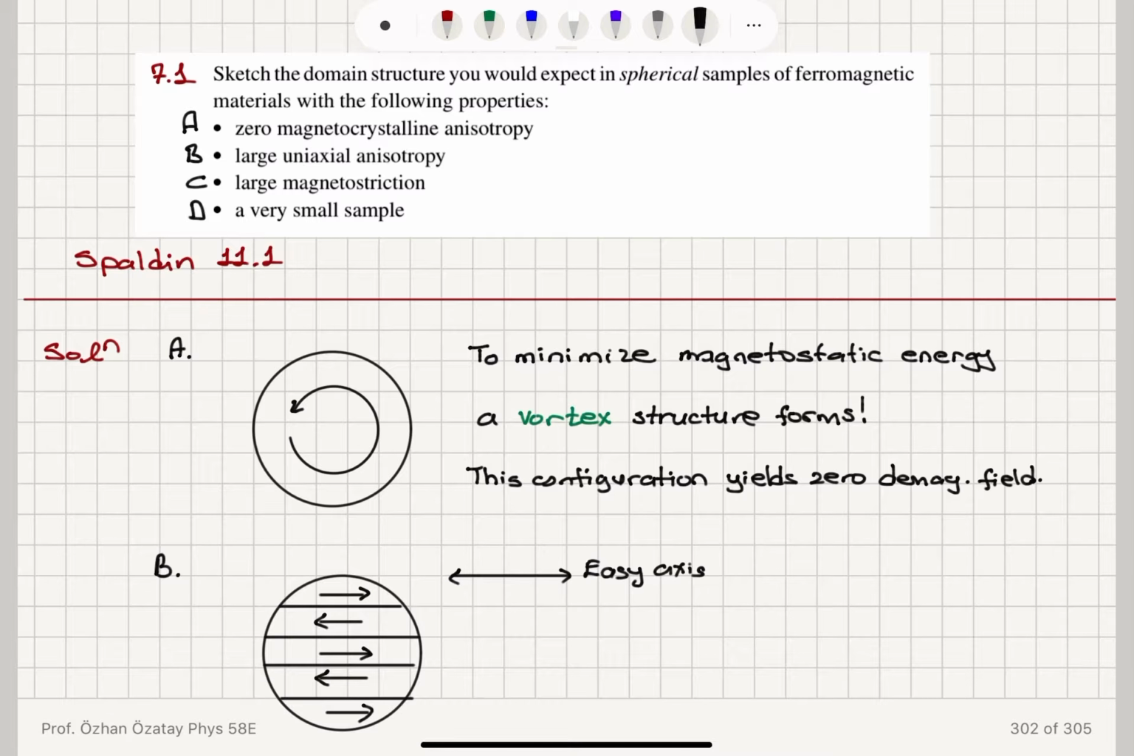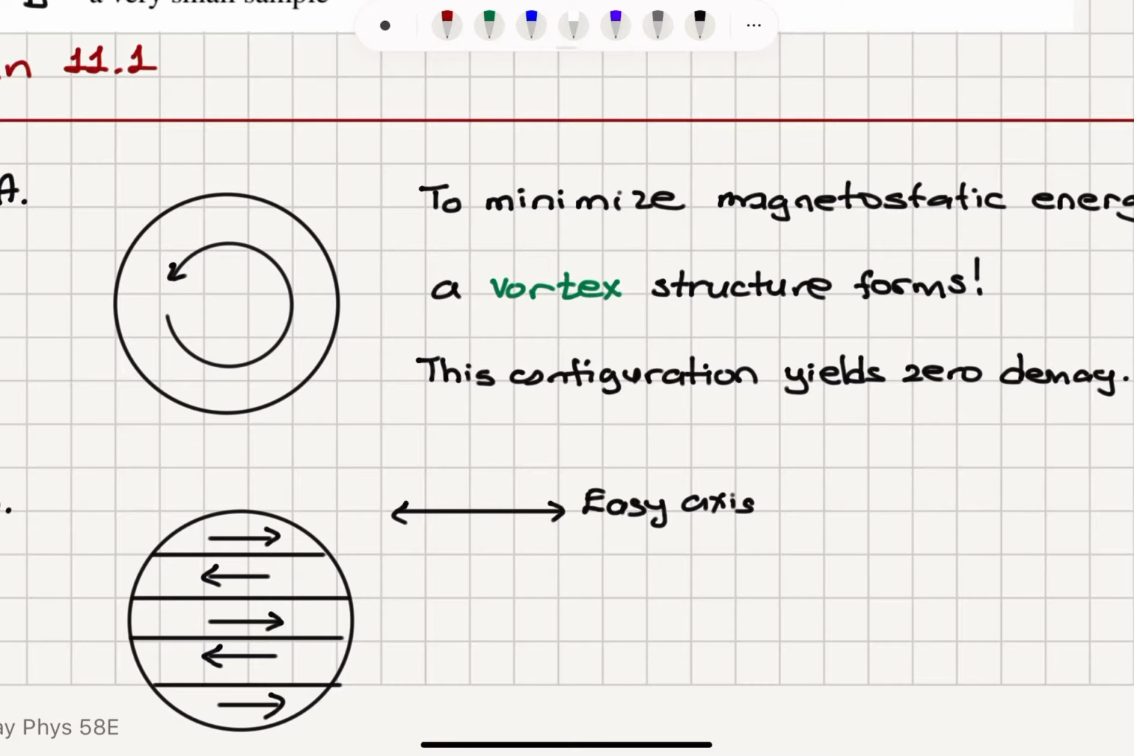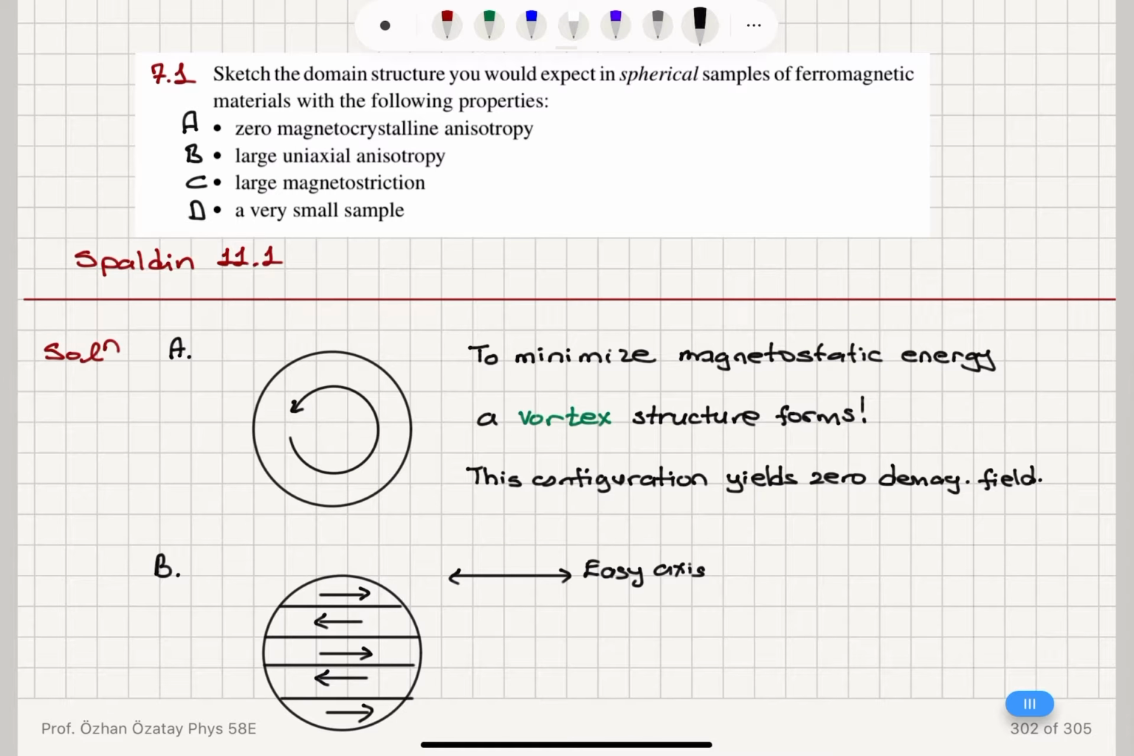Okay. Now part B, large uniaxial anisotropy. So let's say that this is our easy axis. So we have large uniaxial anisotropy, and that one axis is this axis. Basically, this will force the magnetization to point along the easy axis. So in order to minimize anisotropy energy, we must have magnetization pointing along the easy axis.